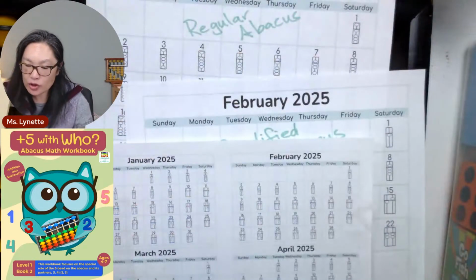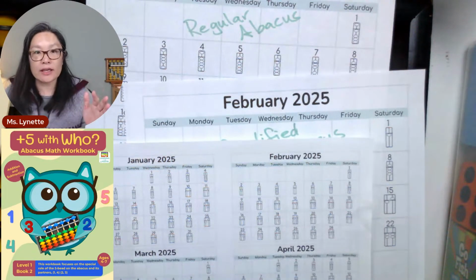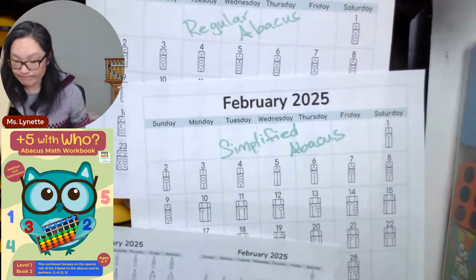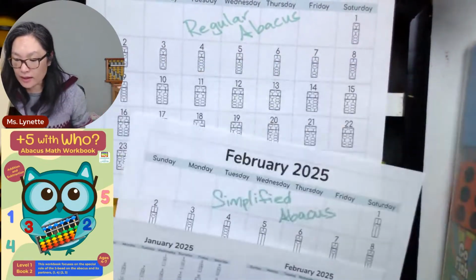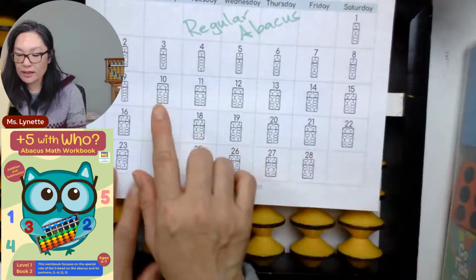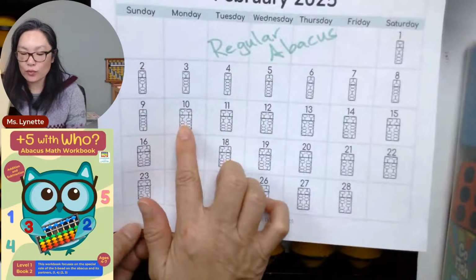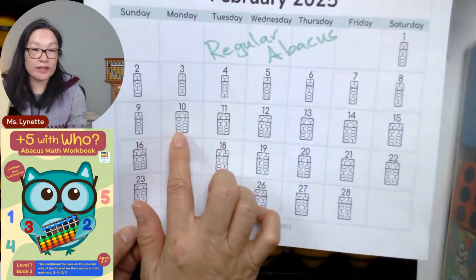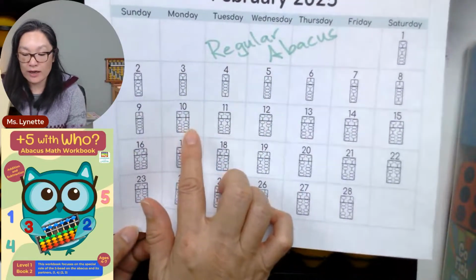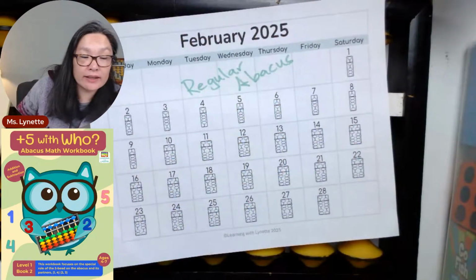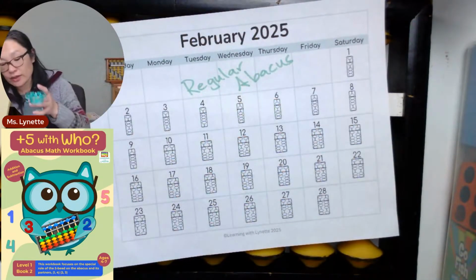This was to show the versatility of the abacus, really. So I was adding it to the calendar. And it also practices, if you notice here, we're starting to do two place values. We have the ones and we have the tens, just like how we write it, and that's how we show it on the abacus.